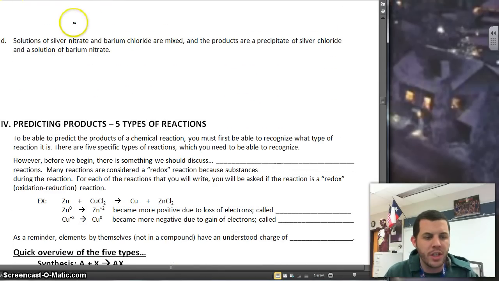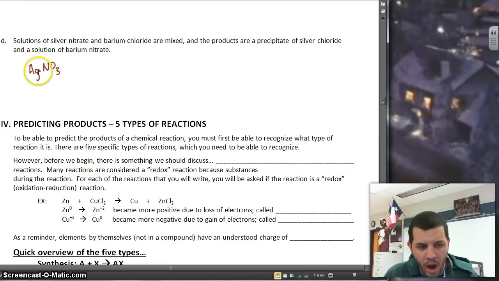So it says solutions of silver nitrate and barium chloride are mixed. The products are a precipitate. Ooh, there's a good word for us. A precipitate of silver chloride and a solution of barium nitrate. So first off, silver nitrate is Ag. Okay, silver's Ag. Nitrate is NO3. Now, silver has an always charge of +1. Nitrate has a charge of -1, so I just need 1 and 1 of these. And it tells me that it's a solution, so it's going to be aqueous.